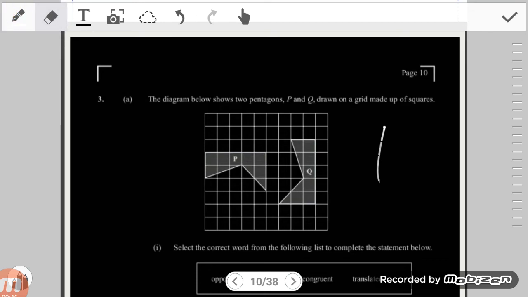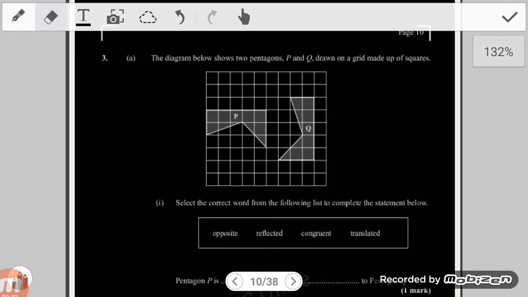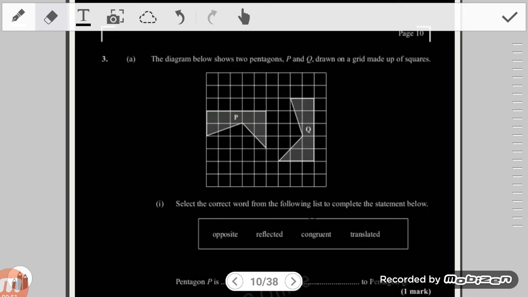And we are to select the correct word from the following list to complete the statement below. Opposite, reflected, congruent and translated. Alright, so selection process. Let's look at what each of these words mean and how we can determine if it is related to the pentagon above or not.